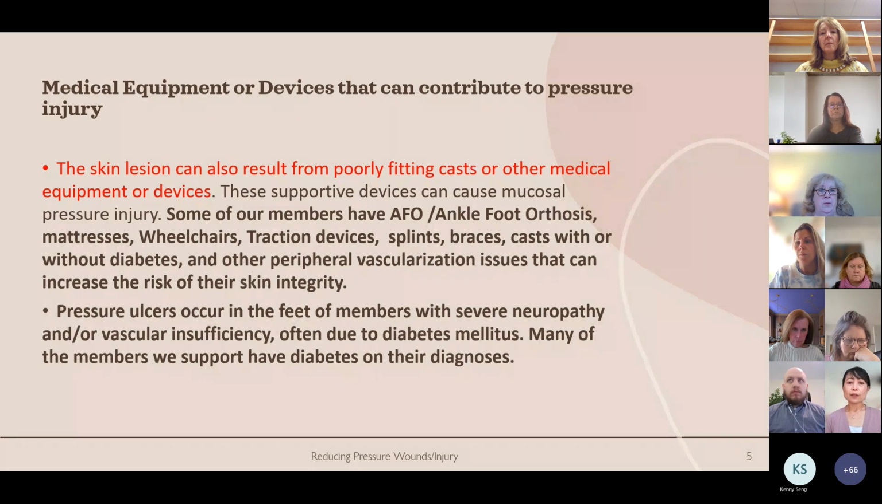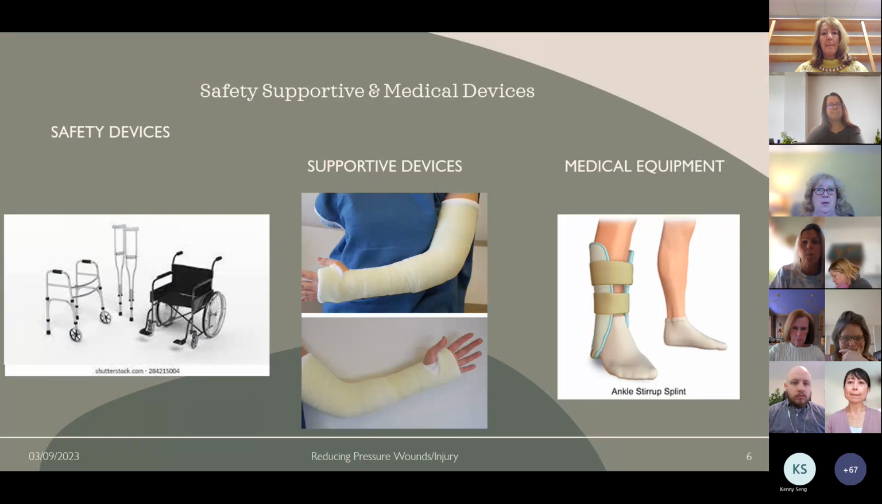Pressure ulcer occurs in feet of members with severe neuropathy and or vascular insufficiency, often due to diabetes. Many of the members we support have this condition in their diagnosis list. This is some of the safety supportive and medical devices. As you know, I like pictures, so I put that in here.